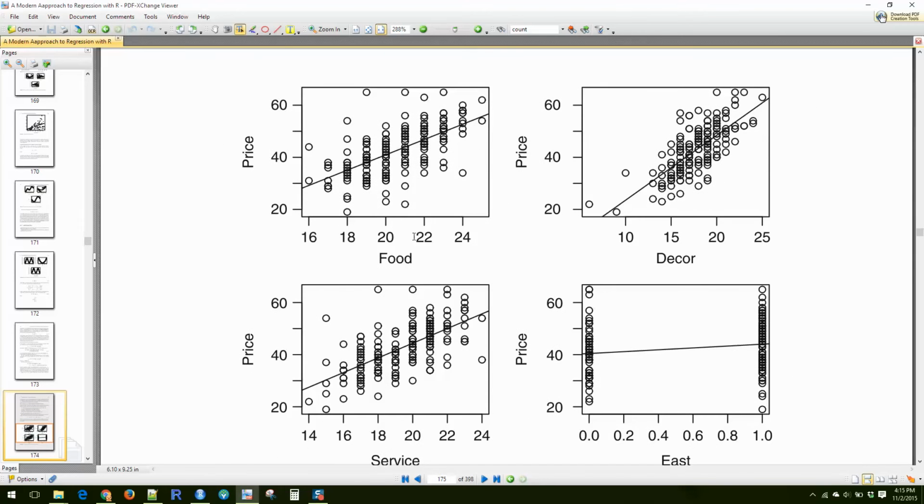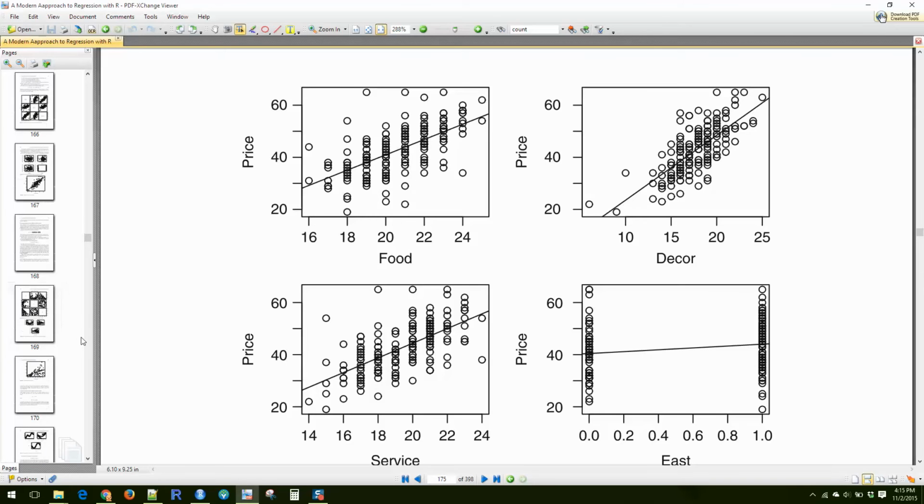We can look at a data set, okay? So this is from our restaurant data in New York City, and we can see how is food related to price? How is decor related to price? How is service related to price? How is East related to price, okay? And so all of these things seem like they're positively correlated with price. And that's correct, okay?